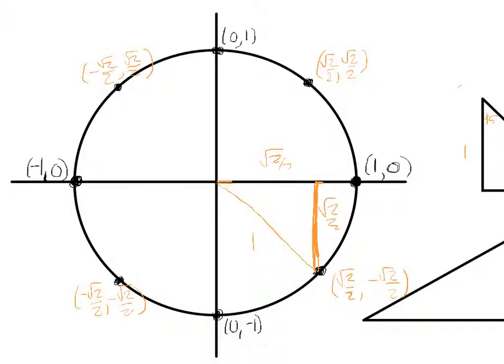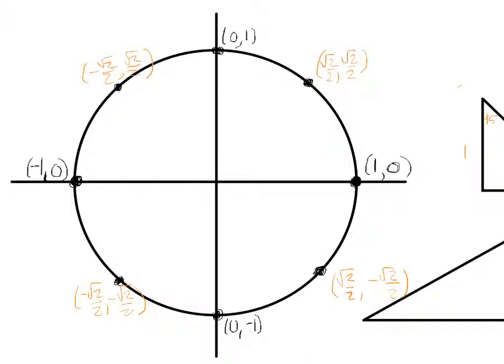Alright, so that's all my 45s. So for any 45 point, the x value is going to be root 2 over 2, and the y value is going to be root 2 over 2. The thing you're going to have to pay attention to, though, is whether it's going to be positive or negative. But anytime you have a 45, your x and y values are root 2 over 2.